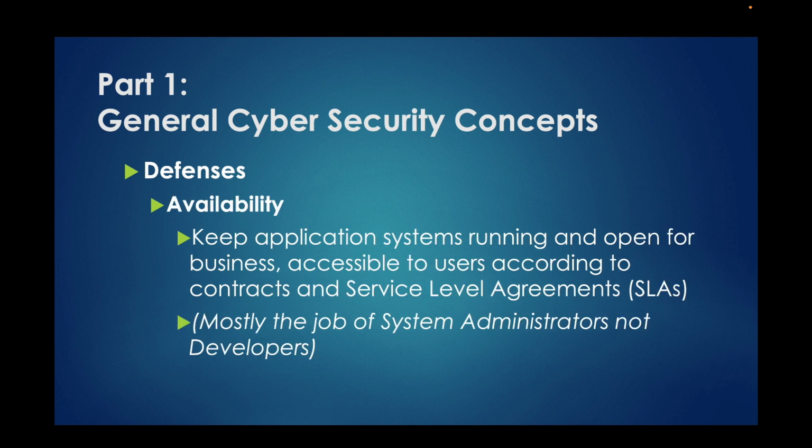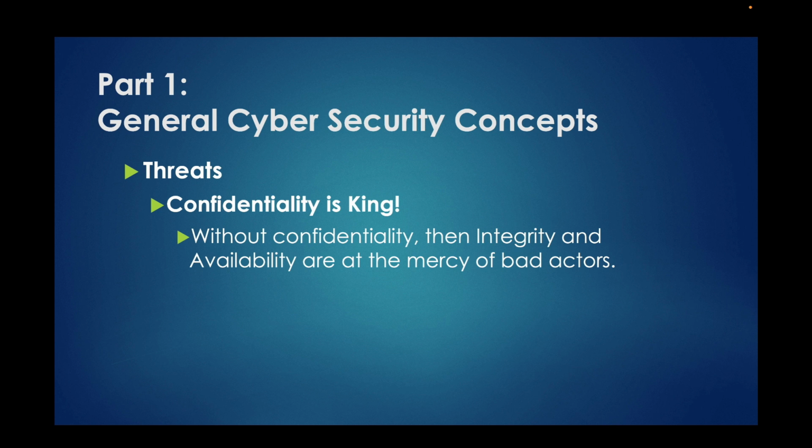And defending availability means to keep application systems running and open for business, accessible to users according to contracts and service level agreements. Now, availability is mostly the purview of system administrators, not developers, and so we will not be addressing this issue in depth in this course. So of all the threat dimensions, we might say that confidentiality is king, since without it, the others are moot. Integrity and availability would be at the mercy of bad actors.